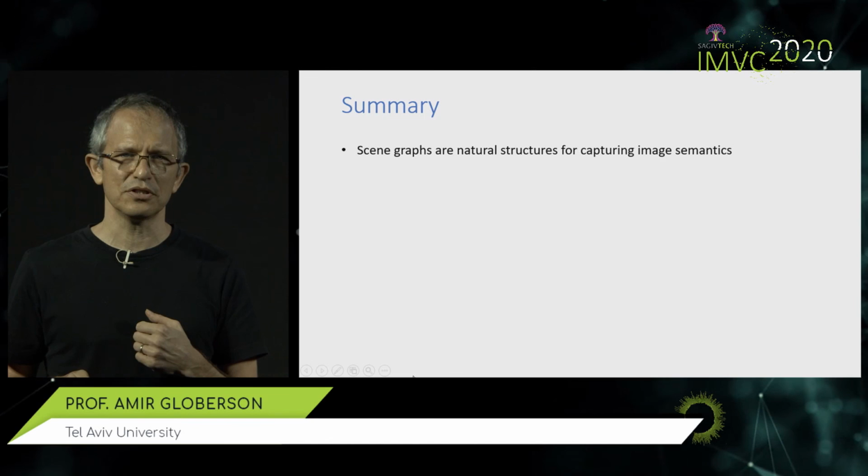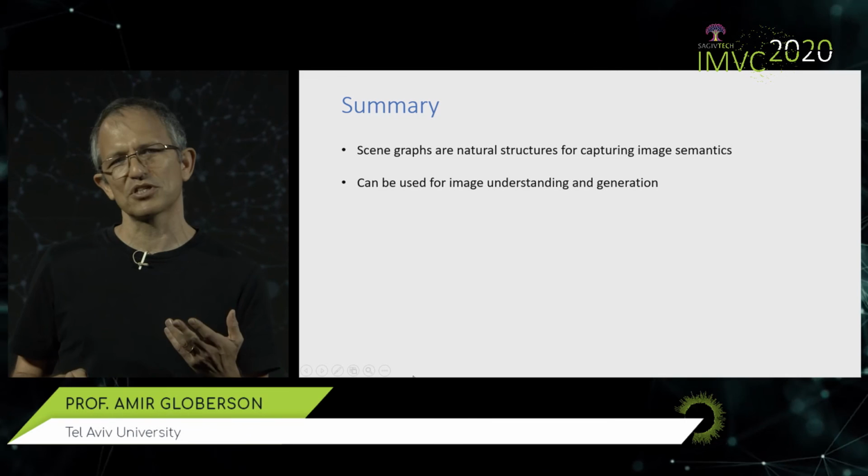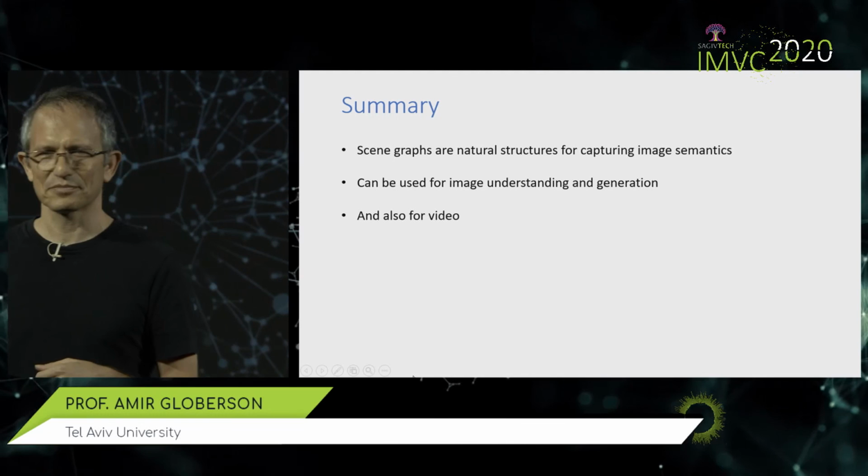Okay, so to conclude, I talked about scene graphs being natural structures for capturing semantics. They can be used for image understanding and generation. And the next frontier is obviously video. So thank you.